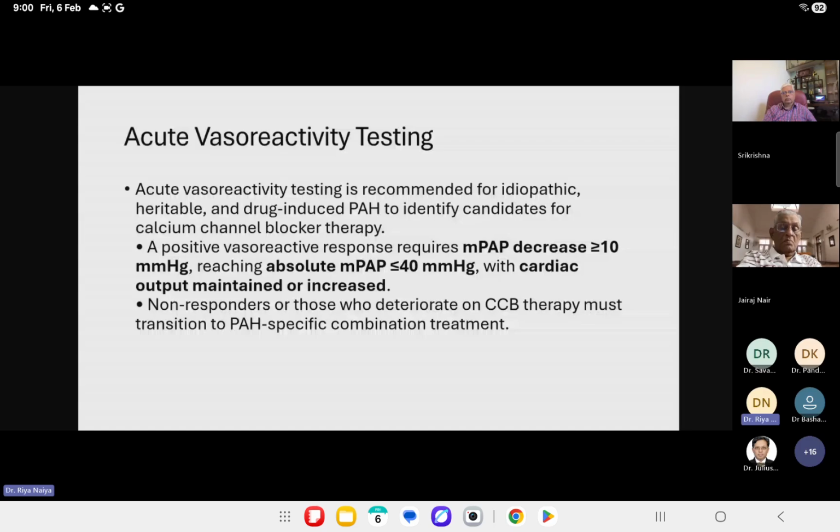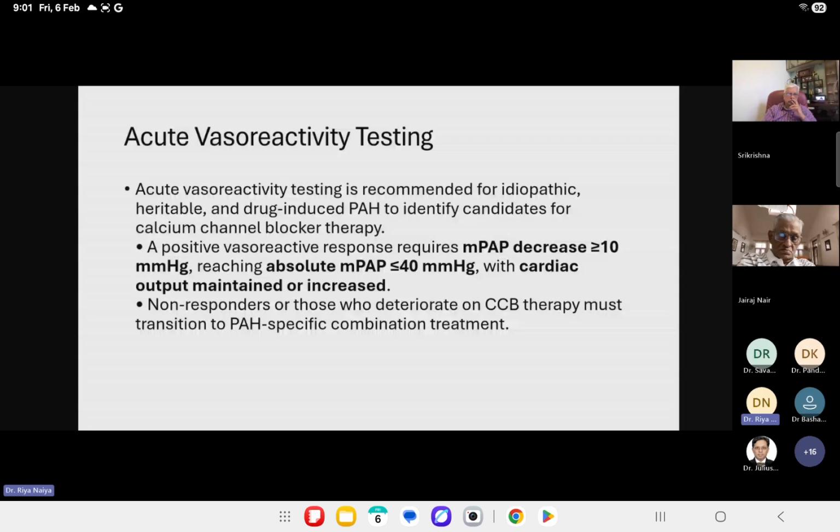The interventions or agents that we usually use are either inhaled nitric oxide at a range of 10 to 40 parts per million, or IV epoprostenol, or IV adenosine, or inhaled iloprost. When these are utilized, if the difference in MPAP is more than or equal to 10 millimeters, or the absolute value is less than 40, then the patient is considered to be vasoreactive. Those patients benefit more from calcium channel blocker therapy as compared to other patients. And non-responders who deteriorate on CCB therapy must be changed to PAH specific therapy, which we will get to in a while.